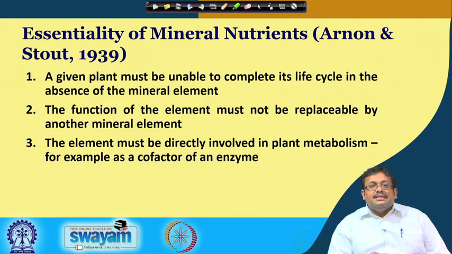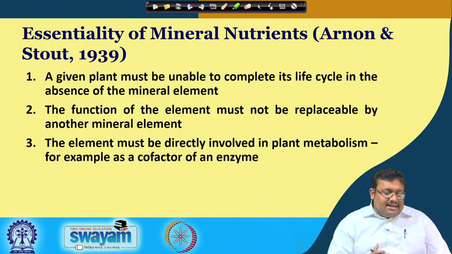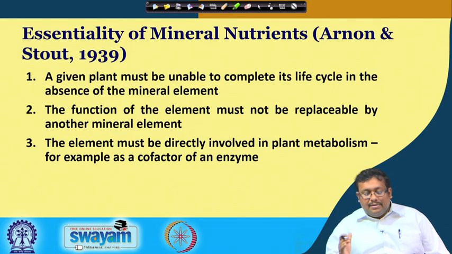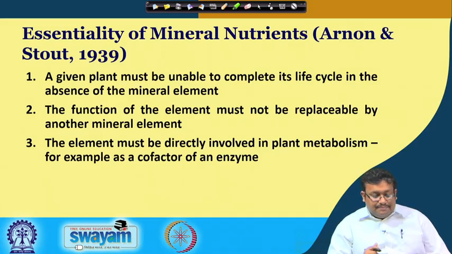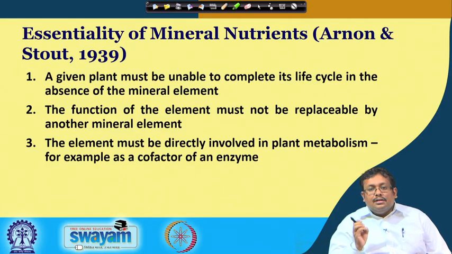For example, the first criterion is that the given plant must be unable to complete its life cycle in the absence of that particular mineral element. The second criterion is that the function of the element must not be replaceable by another mineral nutrient. And the third is that the element must be directly involved in plant metabolism, for example, as a cofactor in an enzyme. So, when an element conforms to all these criteria, then we call that element an essential nutrient for the plant.